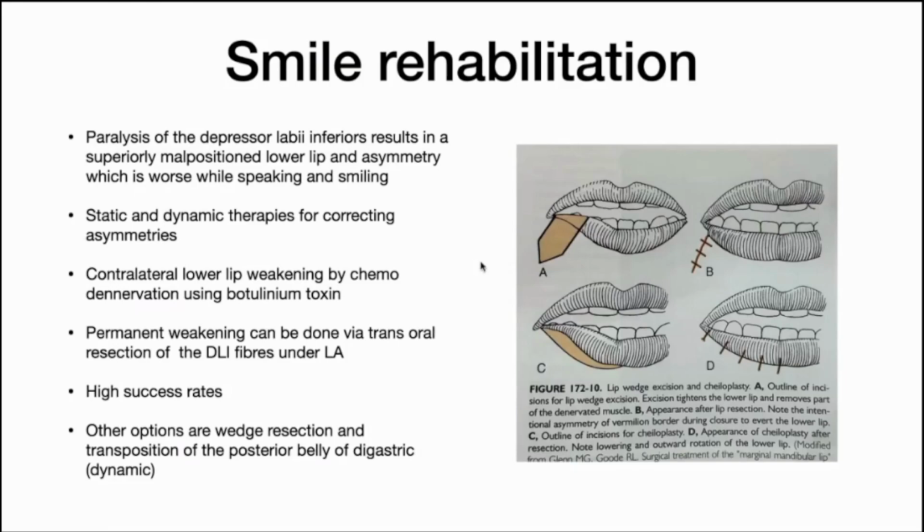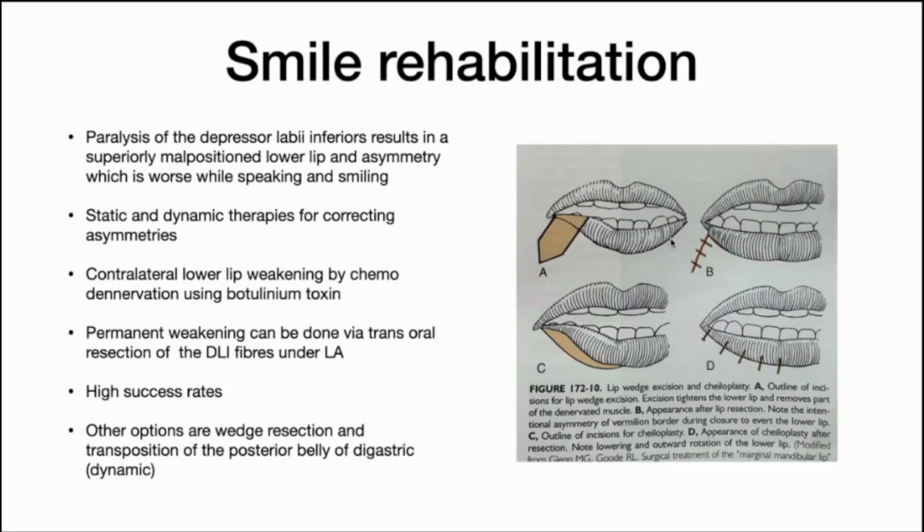The commonly used procedure is the contralateral weakening. The contralateral side is weakened by chemodenervation of the opposite depressor anguli oris using botulinum toxin. If it is successful, then permanent weakening can be done by a transoral resection of the depressor labii inferioris fibers under local anesthesia. It has very high success rates.